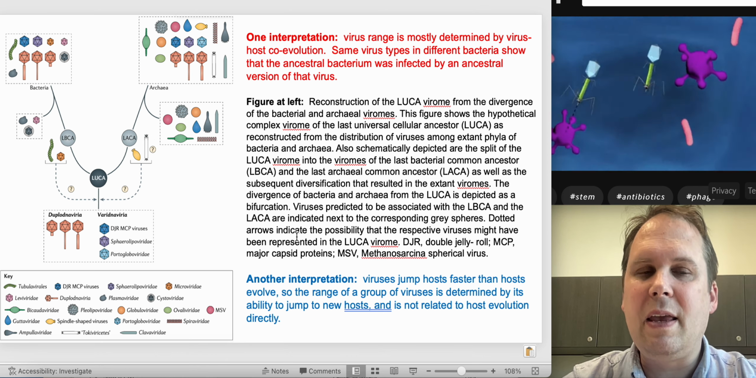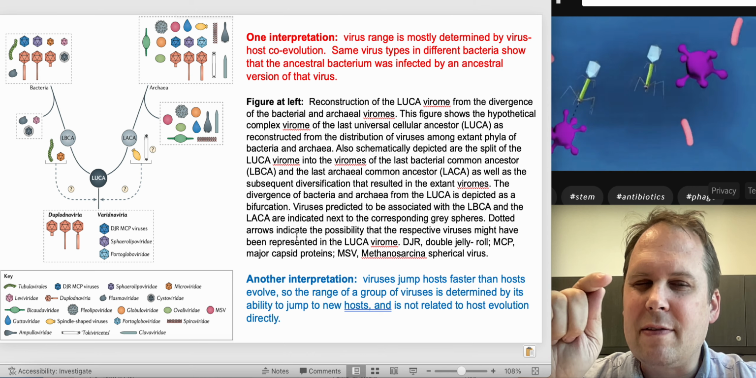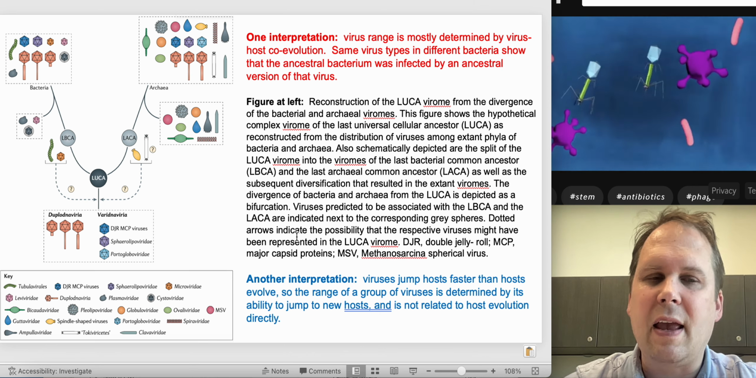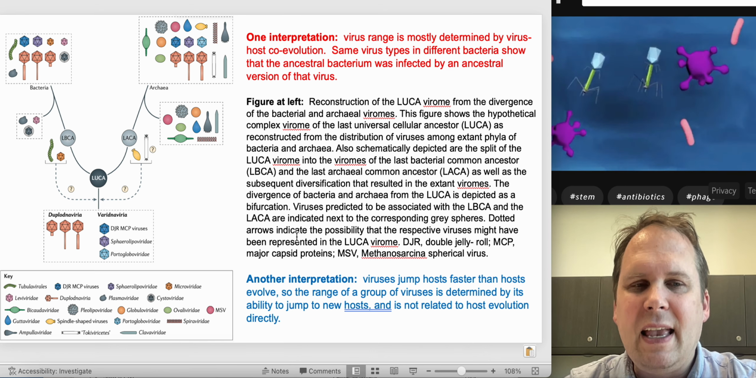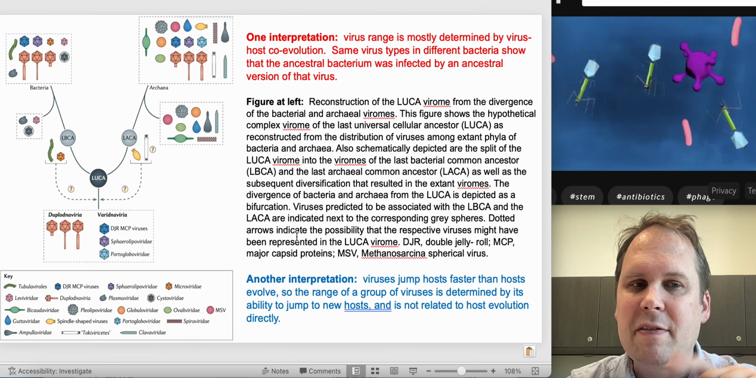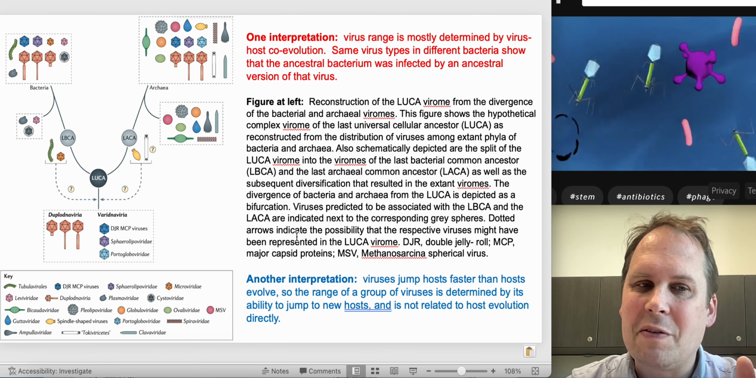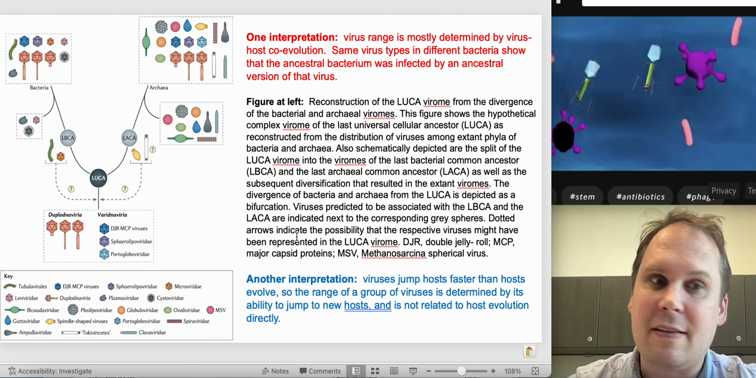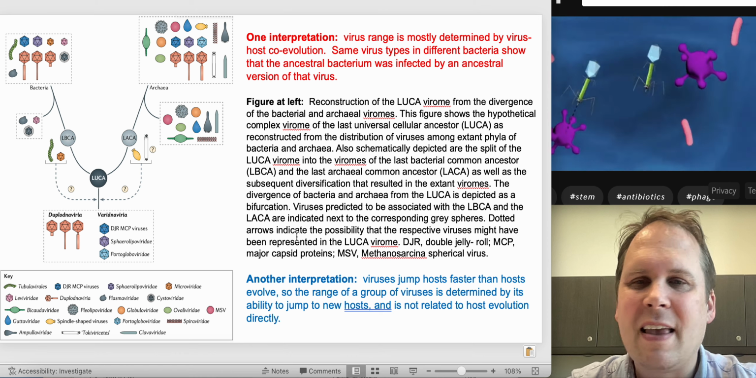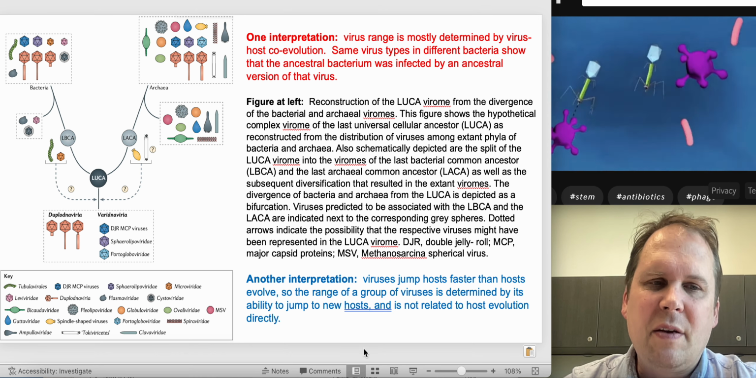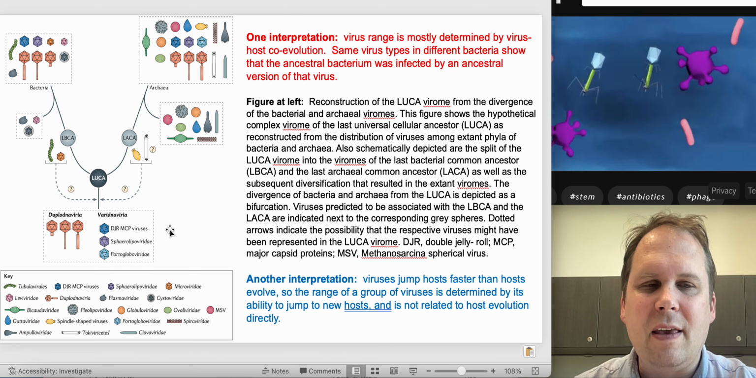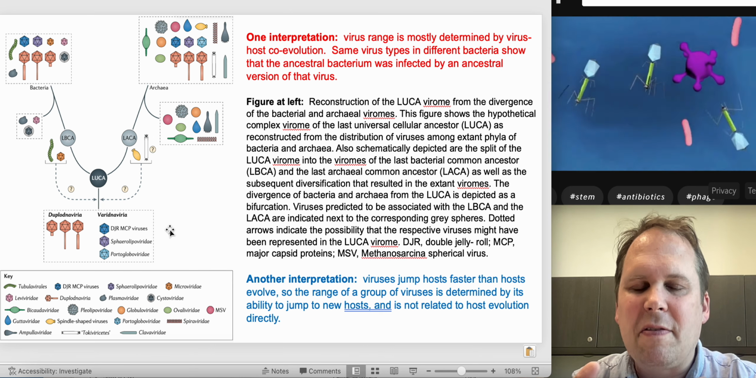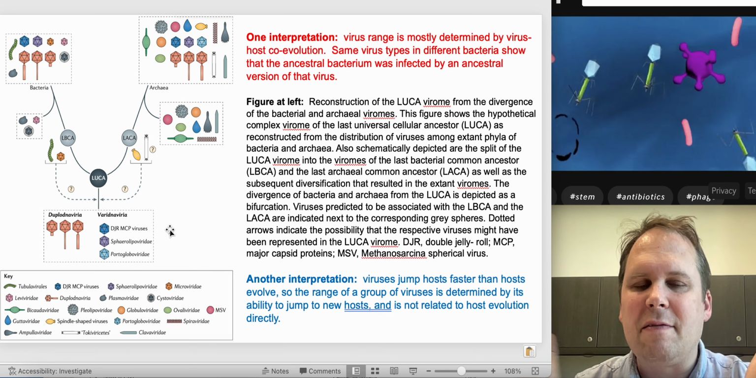Another interpretation would be that since we know viruses evolve much faster than bacteria or archaea, or anything cellular for that matter, it is very possible. And we know that viruses can jump from host to host. Like, look at SARS-CoV-2. That's done that very well. And lots of other viruses. Actually, all the other viruses have done that at some point. So it's also possible that the host range reflects the plasticity of the virus. It reflects the range of things that virus is able to adapt and infect.